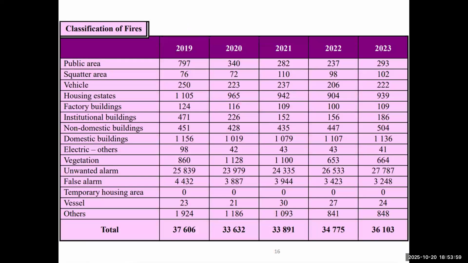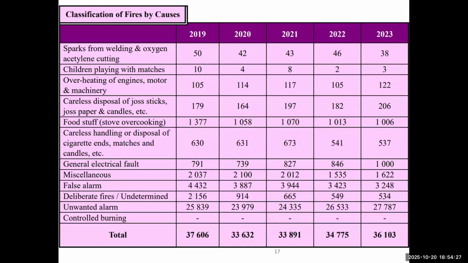This real-world data from the Hong Kong Fire Services Department tells us a very clear story. When we examine where fires happen, we see a dominant pattern. The vast majority occur in domestic buildings. We can see that in domestic buildings, there were more than 1,000 fires in 2023. And the causes of these fires are equally revealing. They are not rare events, but common ones, primarily stove overcooking and general electrical faults. So our strategy should shift from reacting to unusual catastrophes to managing everyday risk through public education and standards.